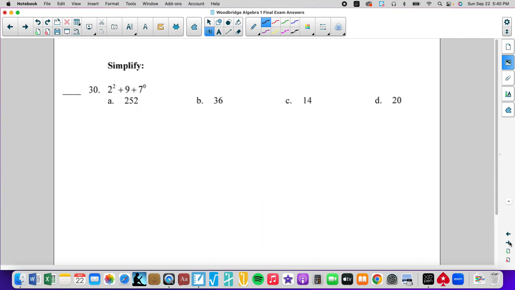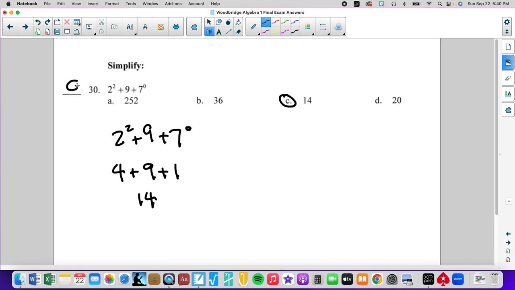So keep in mind, this is 2 to the 2nd plus 9 plus 7 to the 0. We're going to do exponents first. 2 to the 2nd is 4. 7 to the 0 is 1. And then we have 14. This one is incorrect also. They didn't like writing C. They probably wanted to write A. But this answer is also incorrect in the answer key.